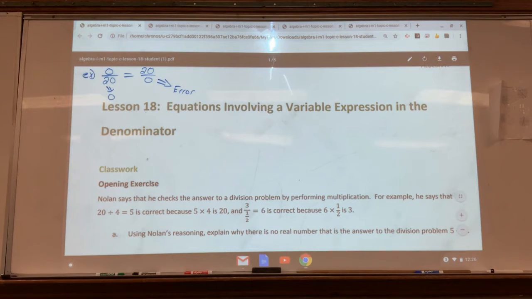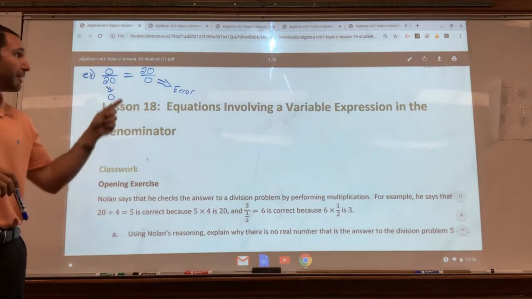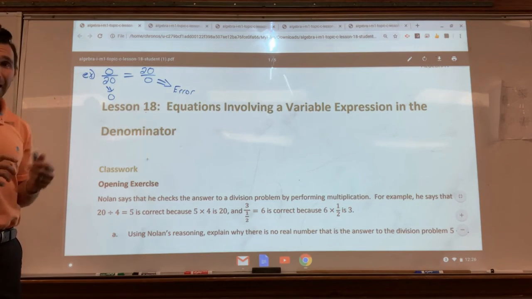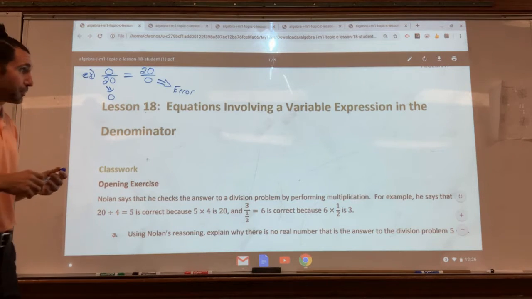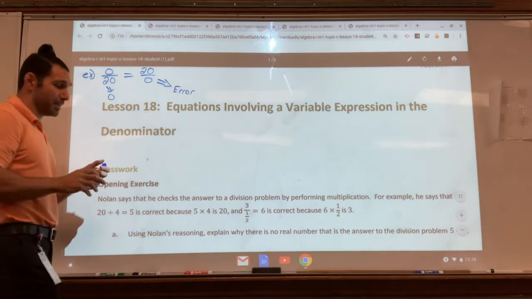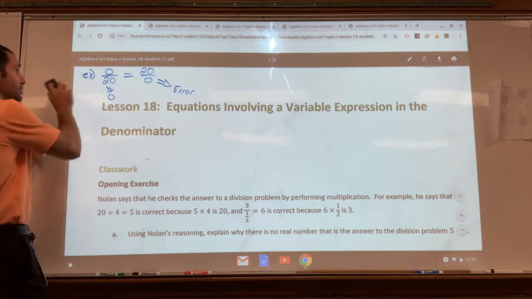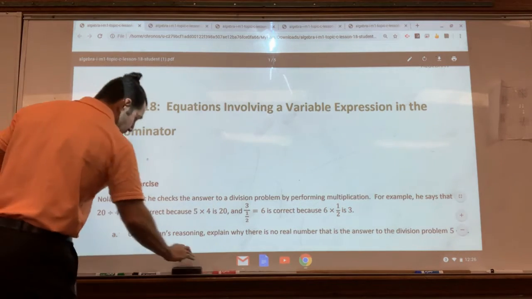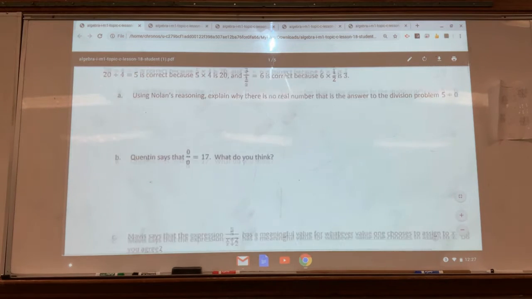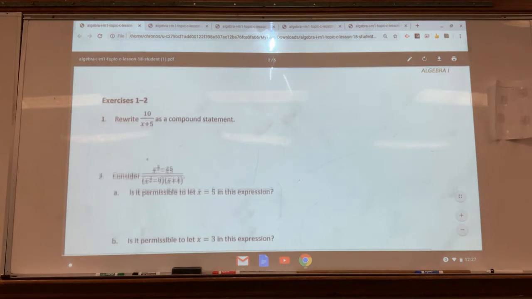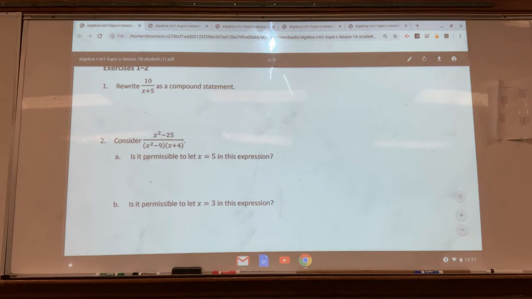You do not know enough math yet, and mathematicians still try to work it out, but it's undefined when we divide by 0. We are not allowed in mathematics, especially up to this point, to have a 0 in the denominator. So that's going to come in huge when we've got variables in the denominator. Because again, if you take one thing away from today's lesson, it's that the denominator cannot have a 0. So rewrite 10 divided by x plus 5 as a compound statement.